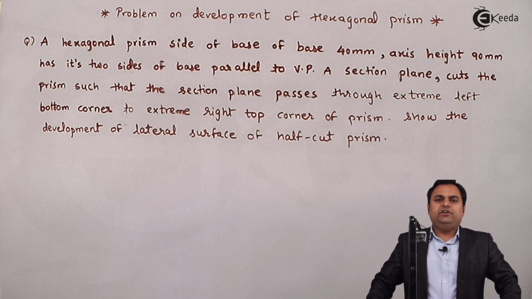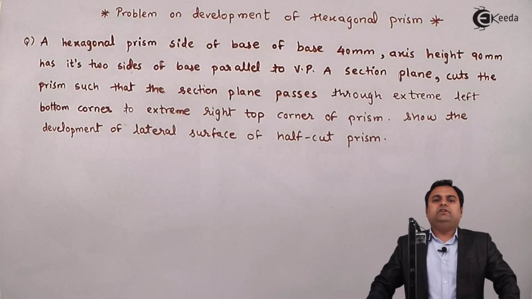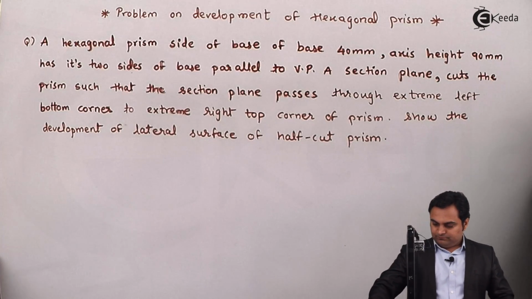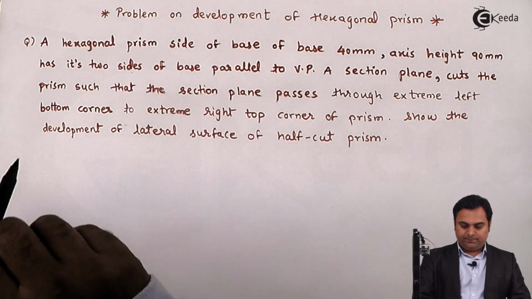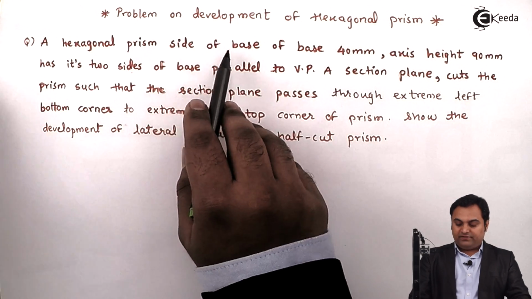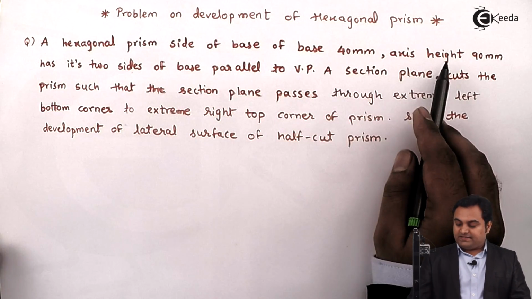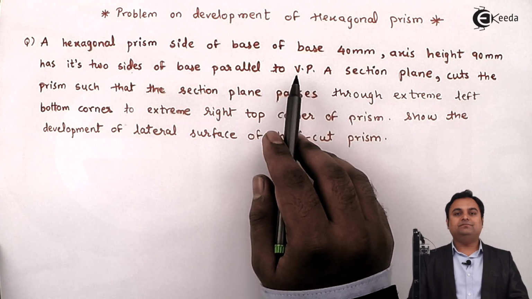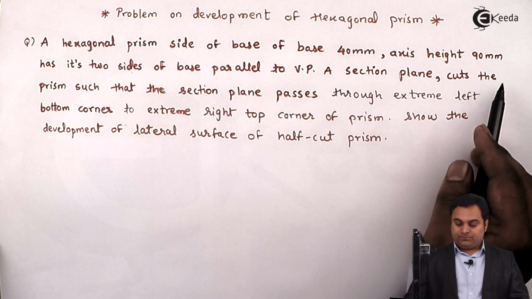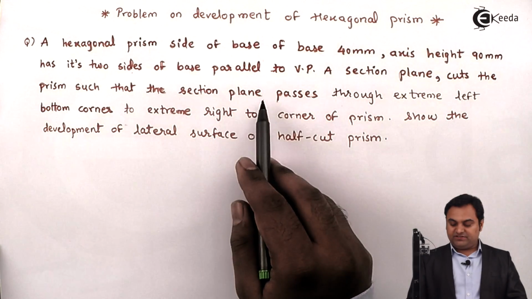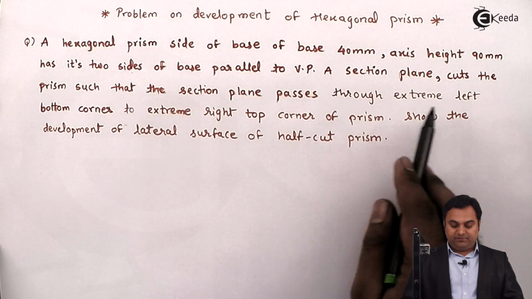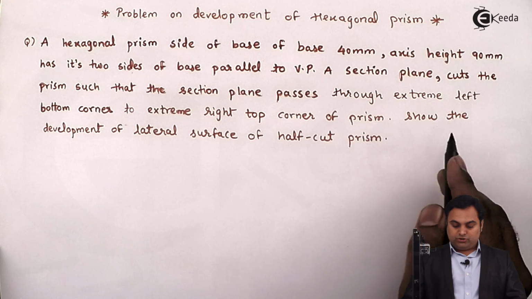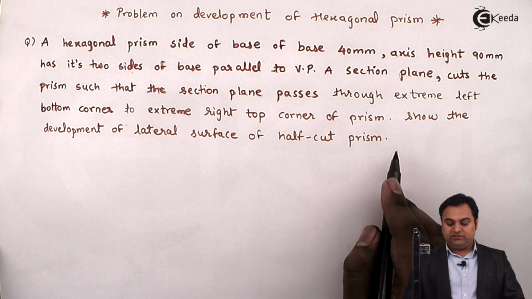Hello friends, here in this video we are going to see a problem on development of a hexagonal prism. Here is the question. A hexagonal prism, side of base 40 mm, axis height 90 mm, has its two sides of base parallel to VP. A section plane cuts the prism such that the section plane passes through extreme left bottom corner to extreme right top corner of the prism. Show the development of lateral surface of half cut prism.